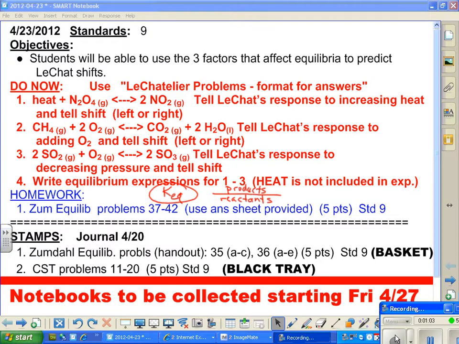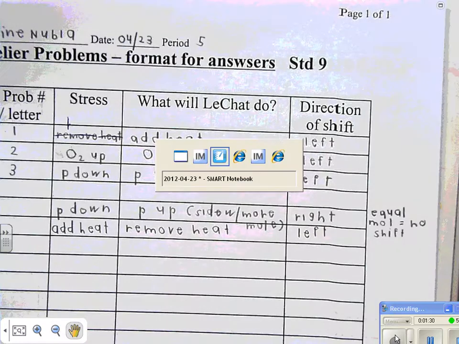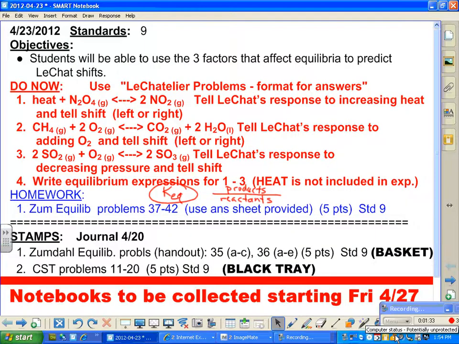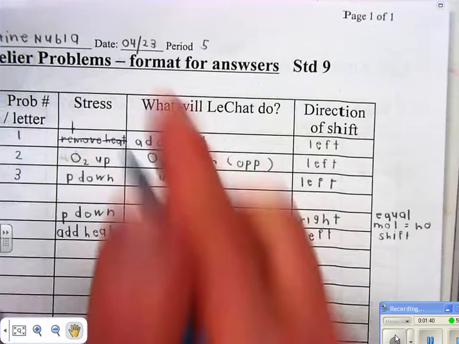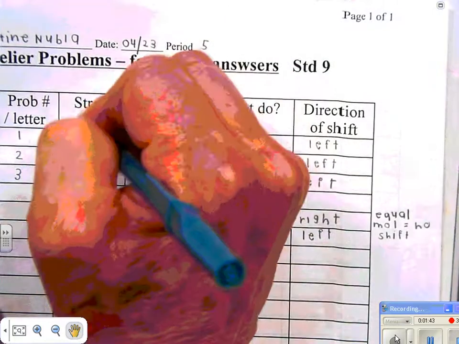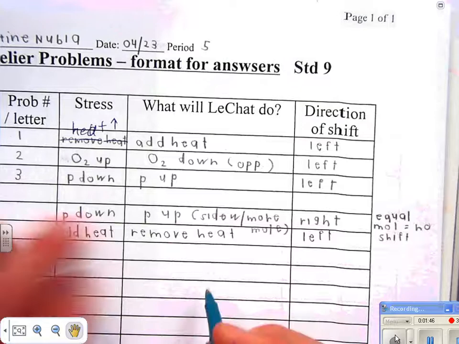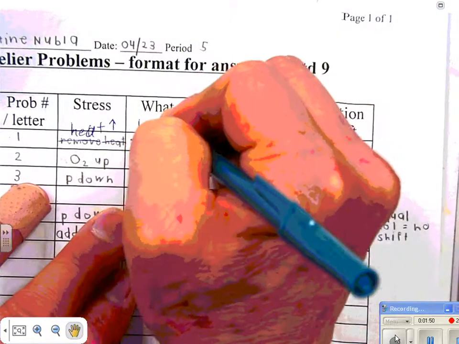So what we have is we're actually increasing the heat. Now, that is the stress. You got to get the stresses and the LeChatelier reactions totally different. So watch how I'm going to write this down. And if I can get it to switch over. There. Okay. So, whoa. Come on. There we go. So I am saying that heat is up, not removed, and heat is going down.